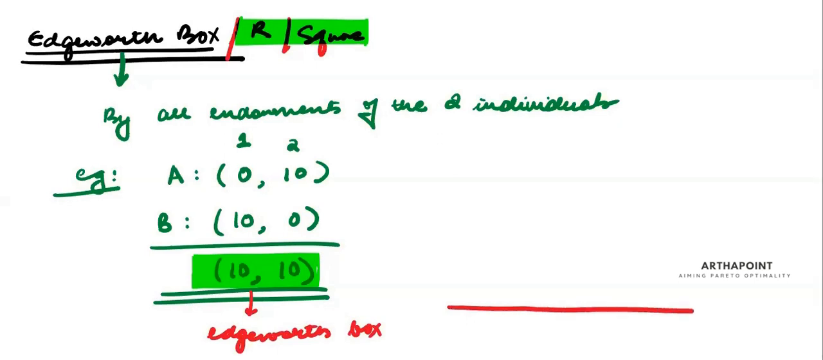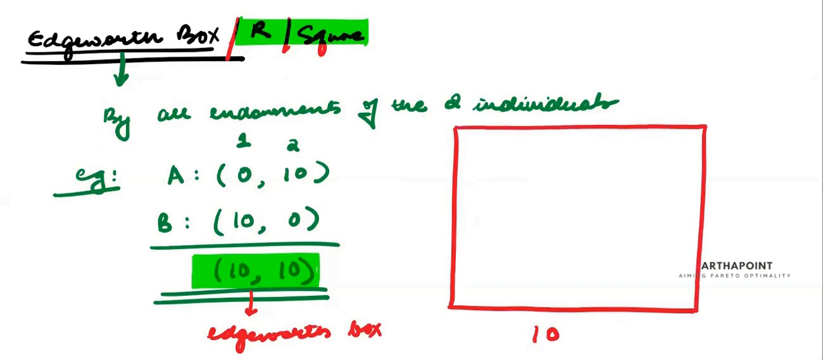So how will I draw the Edgeworth box? I will take my x-axis to be 10. I will take my y-axis also to be 10. This would be a straight line, please. And I will just join this. This will be 10. And this would be my Edgeworth box. So to plot the Edgeworth box, I would understand what is the total amount available in the market with the help of all the endowments of the two goods or the two individuals.